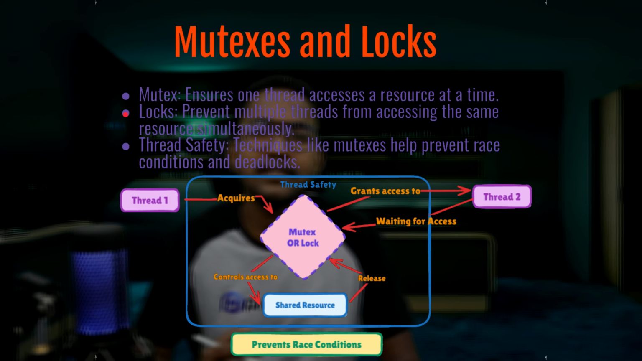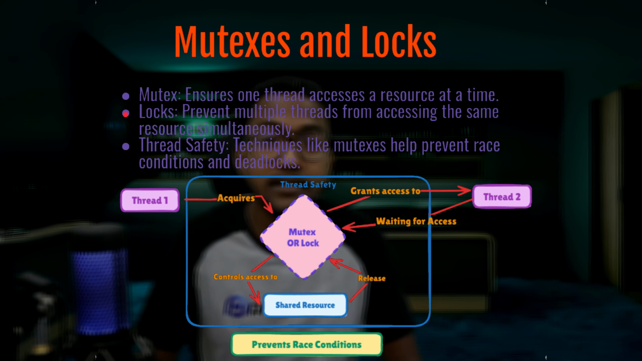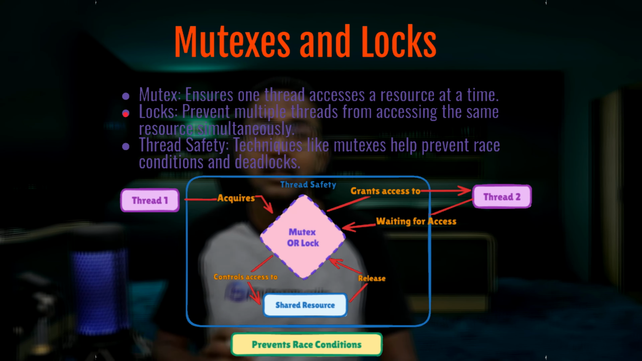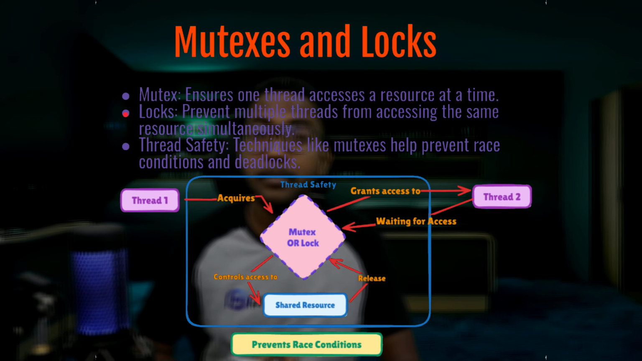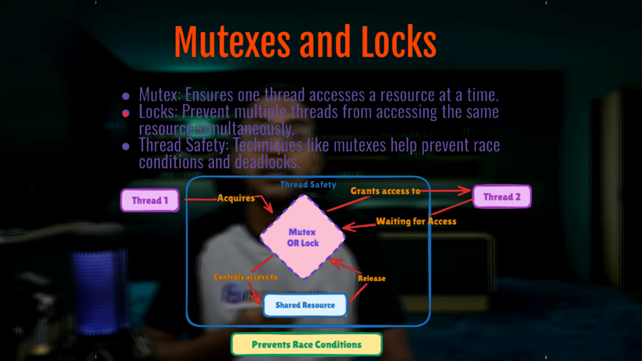A lock functions similarly to a mutex in that it prevents multiple threads from accessing a resource at the same time, but it offers additional flexibility. Locks are incredibly useful for preventing race conditions by ensuring that threads don't step on each other's toes when accessing shared data. Now, what about thread safety?